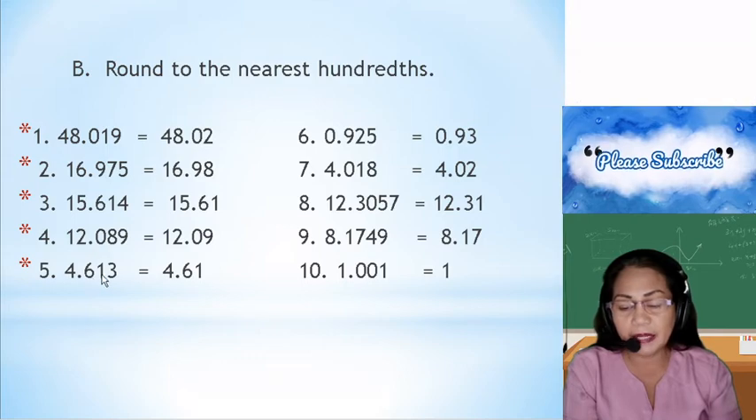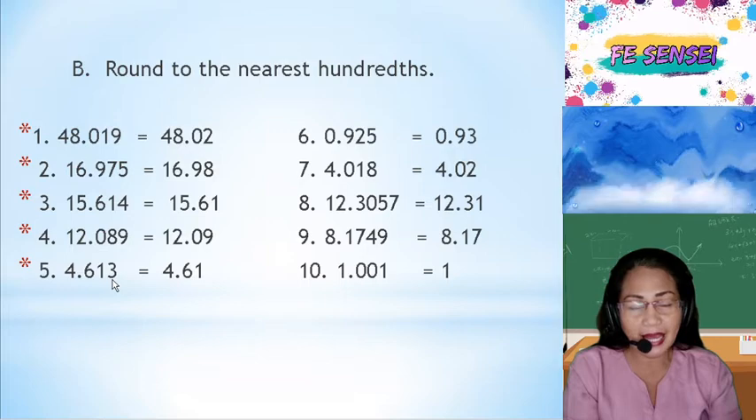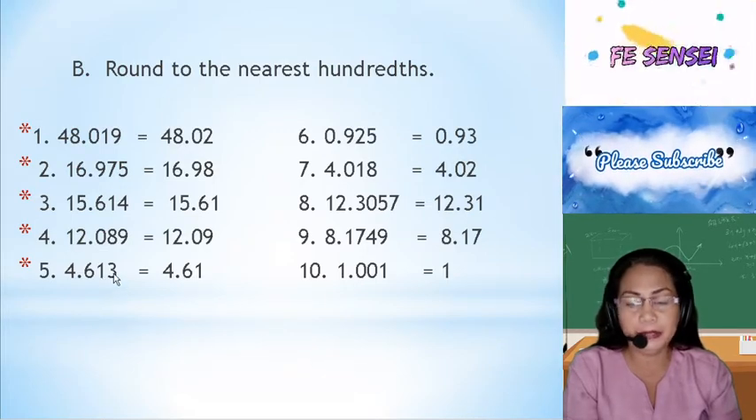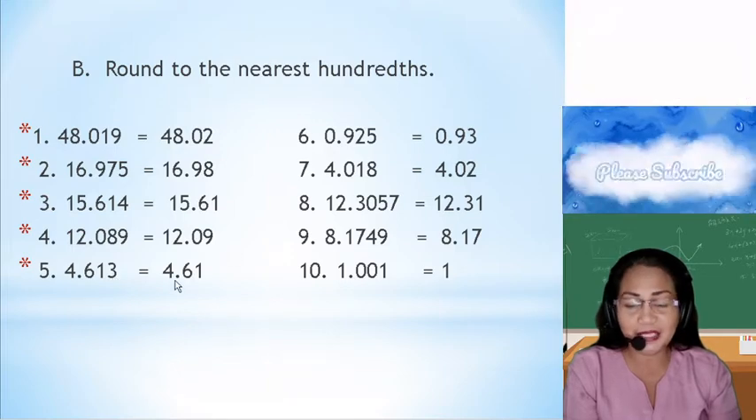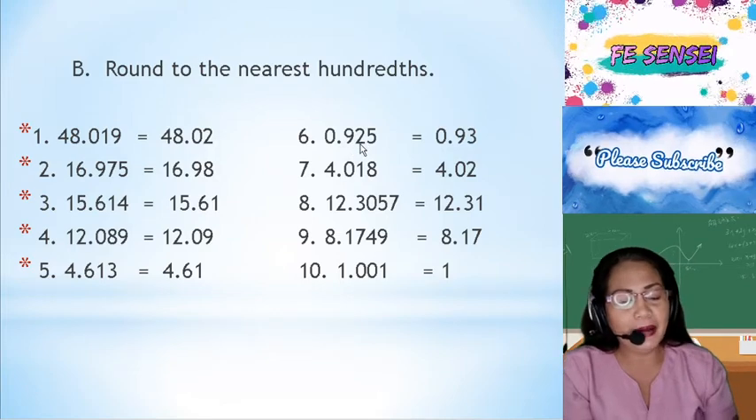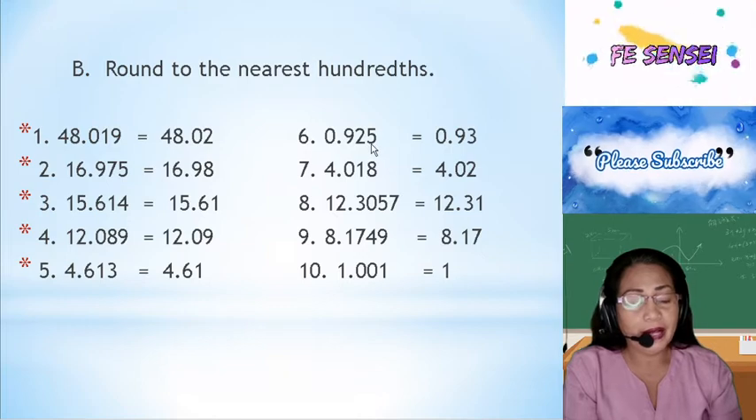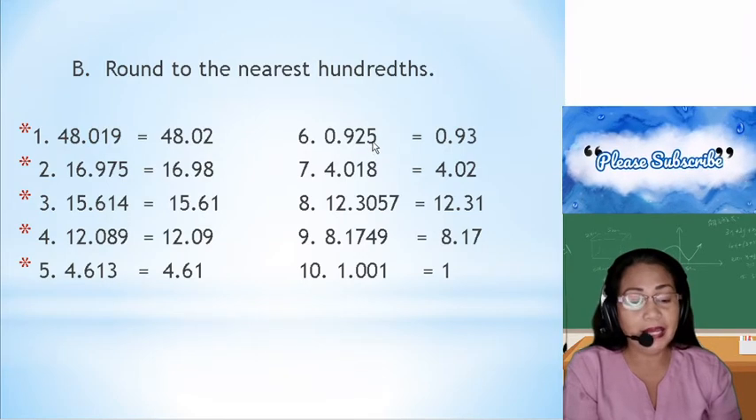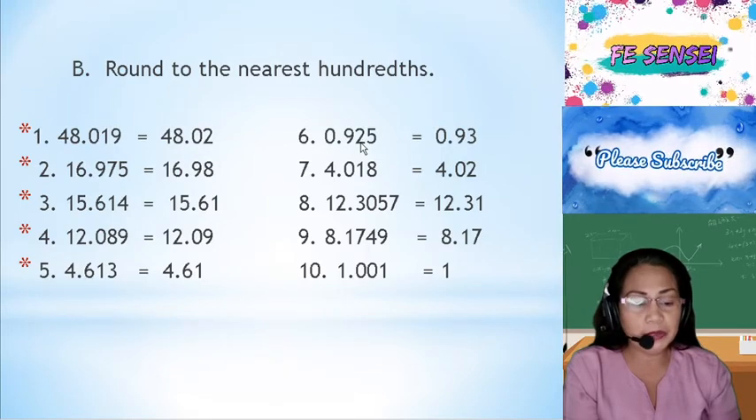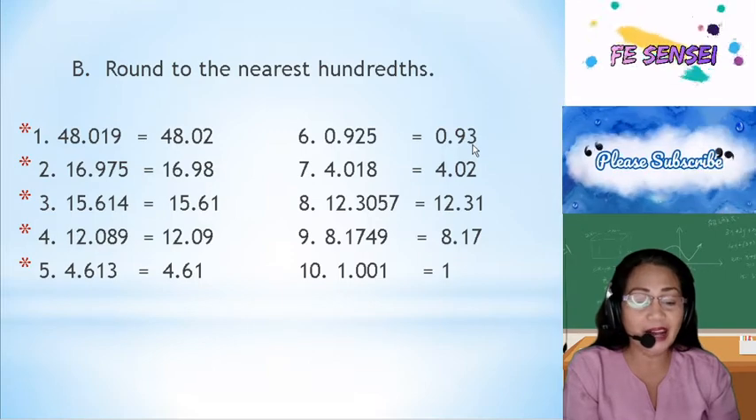Number 5, the number in the hundredths place is 1. The number to the right is 3, less than 5. Therefore, retain 1 and drop 3. So the answer is 4 and 61 hundredths. Number 6, the number in the hundredths place is 2. And the number to the right is 5. It's round up. So add 1 to 2 and 2 becomes 3. And the answer is 93 hundredths.